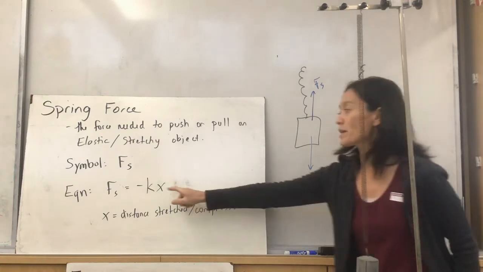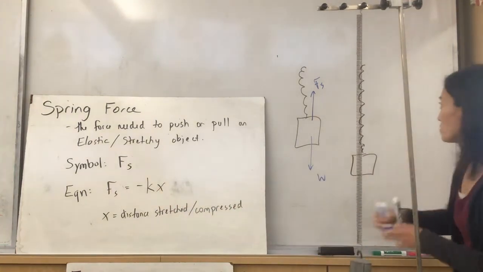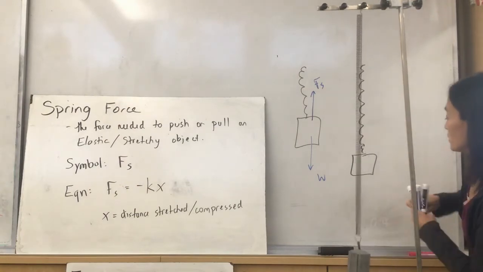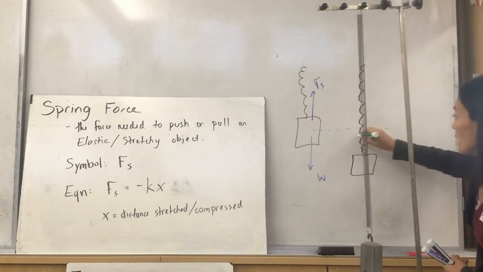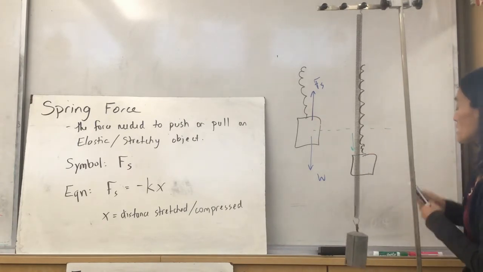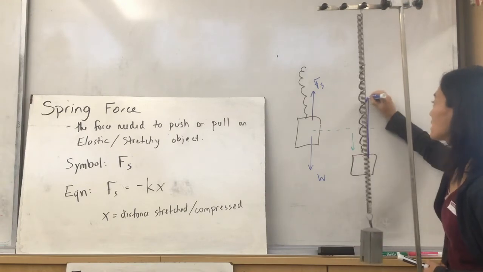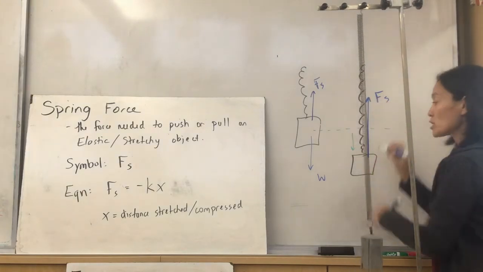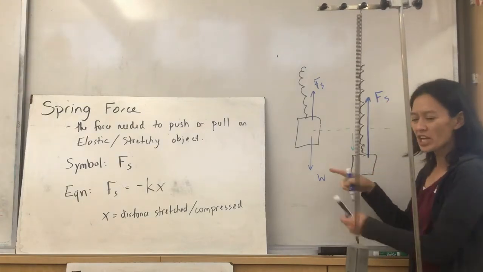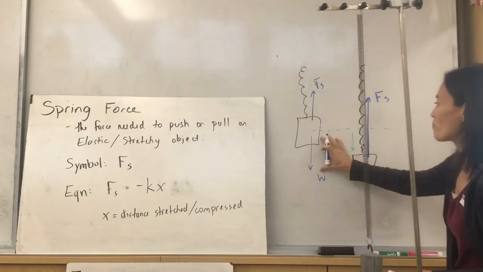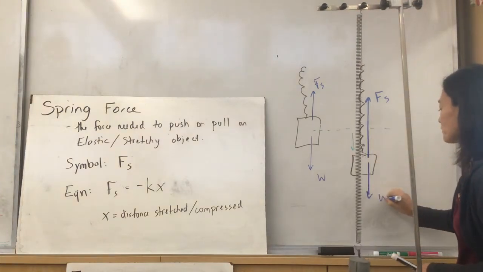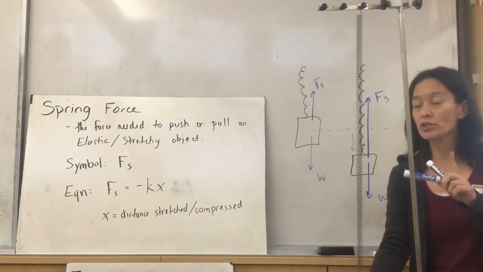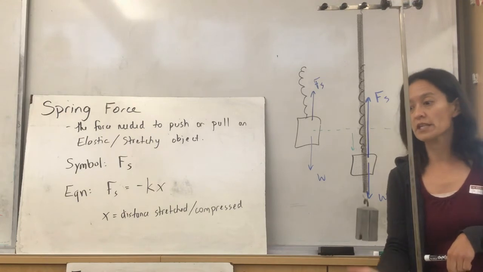Well, spring force depends on x. So if I stretched it even further, like if I went down an additional x value, I've moved it down. That means my spring force is going to be even bigger, and I'm going to represent that with a larger arrow. My weight hasn't changed. This thing is still 1 kilogram, so my weight arrow has to stay the same. If I pull it down further, now I have a larger upward force than downward force. It's going to move up.